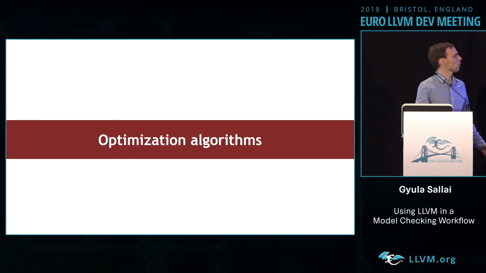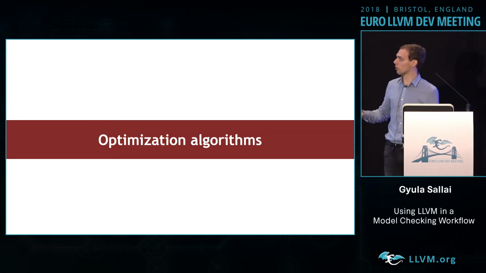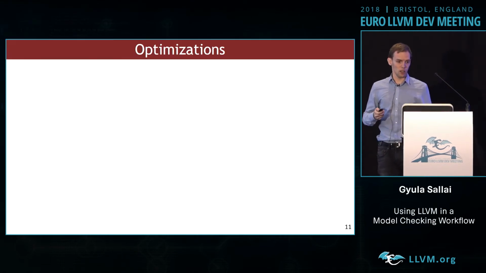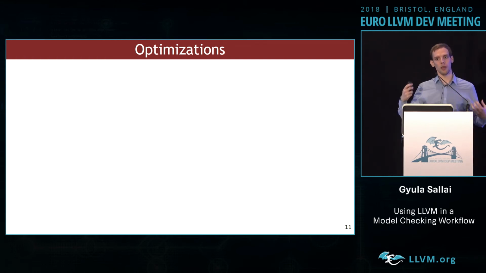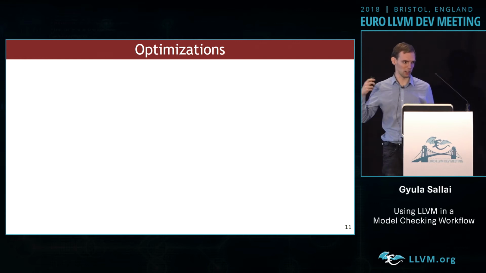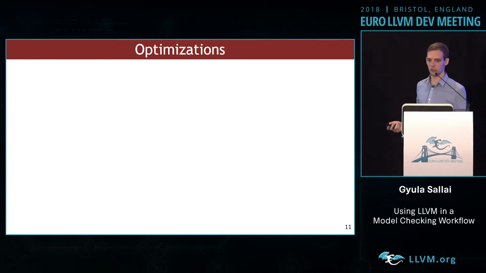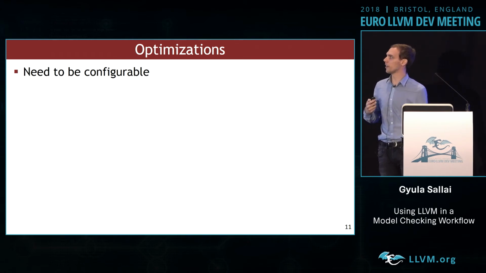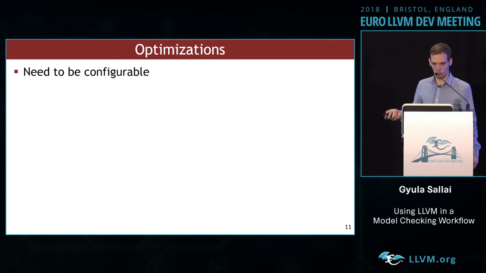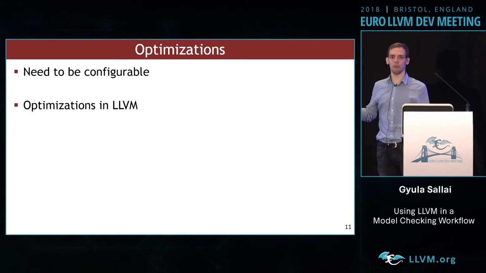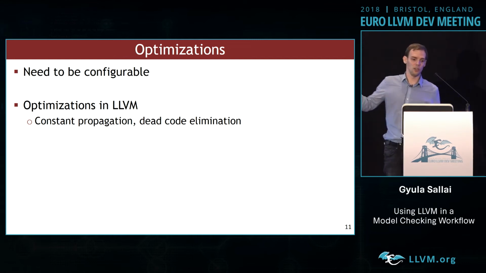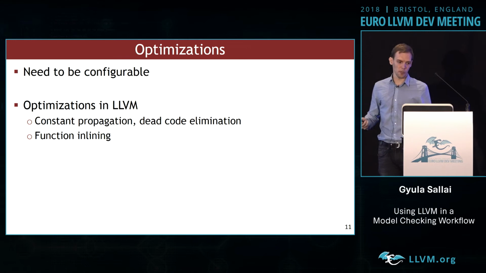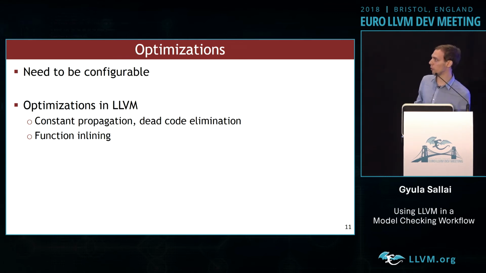Now, also, we need certain size reductions. So we are going to use optimization algorithms for that. Our past experiences show that different programs require different optimization algorithms to perform better in a model checking verification process. So what we need is a configurable set of optimizations we wish to use, some of which are going to be the optimizations already present in LLVM, mostly the scalar ones like constant propagation, DCE or CFG simplification, etc. Also function inlining for the purposes stated before.